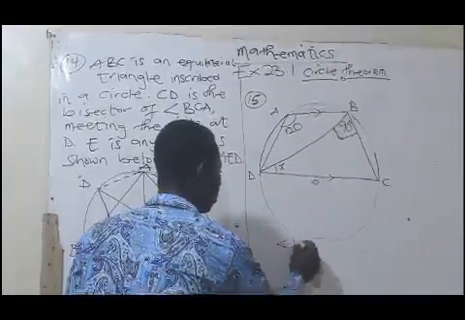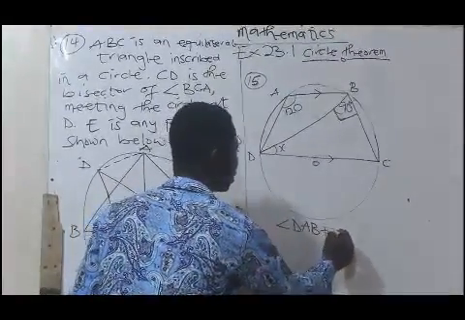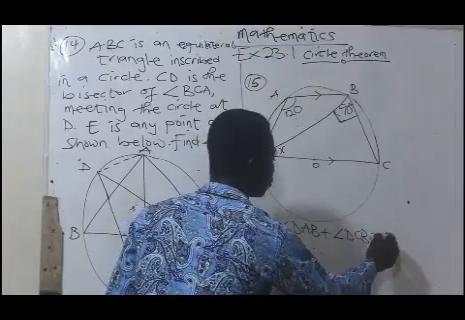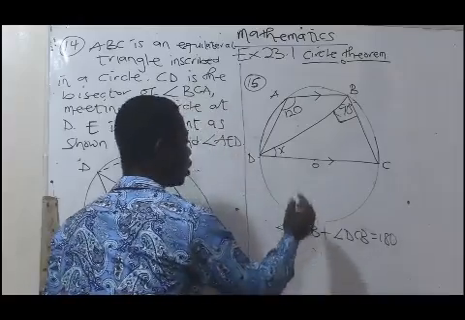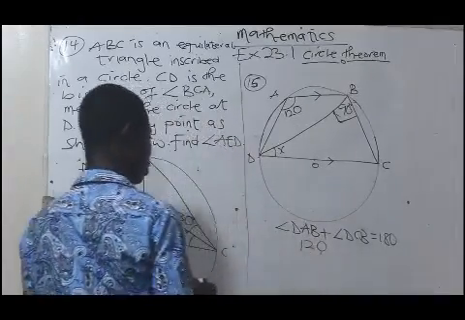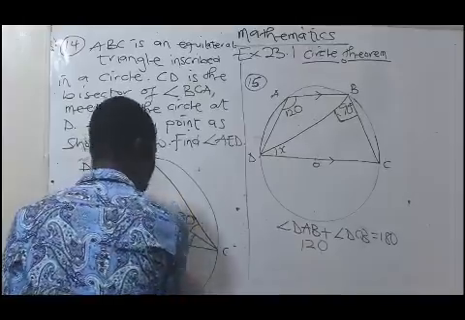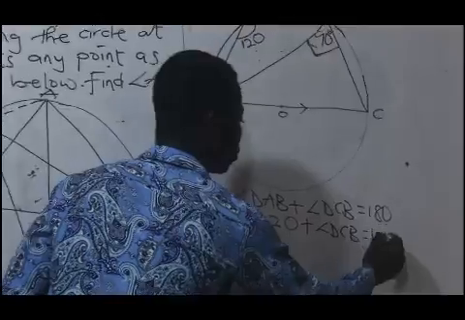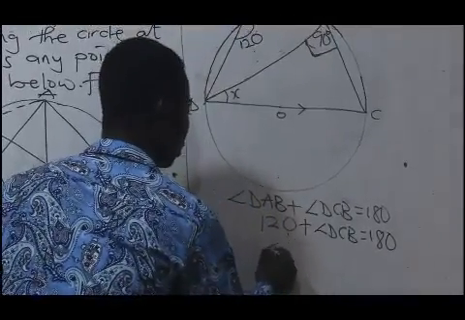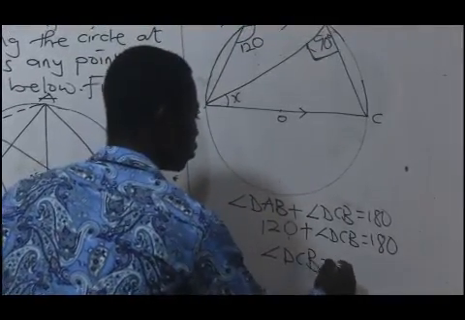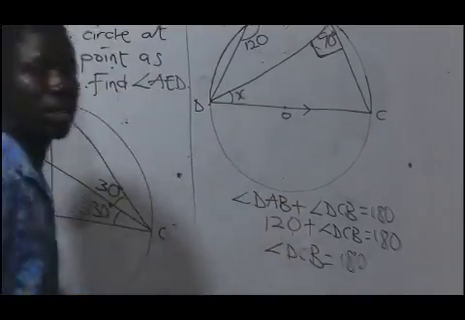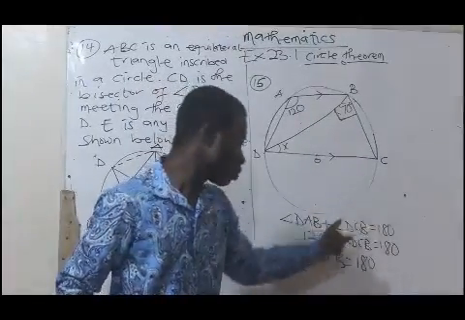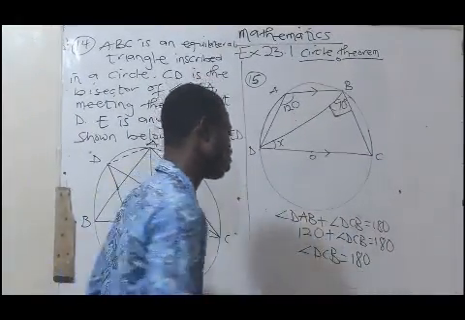DAB plus angle DC to give us 180 degrees. Therefore, angle DAB plus angle BCD is 180. Therefore, angle BCD gives us 180 degrees minus 120, because we send this 120 degrees to the other side of the equation.